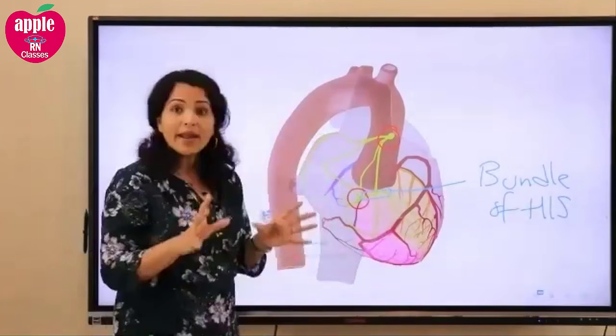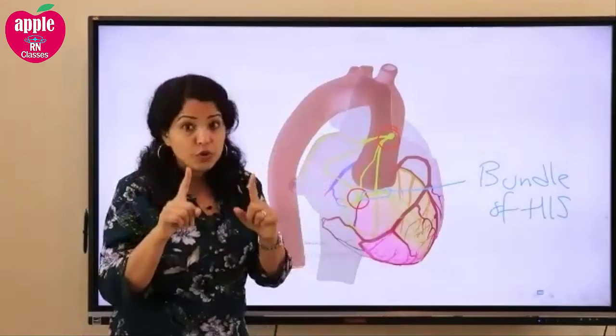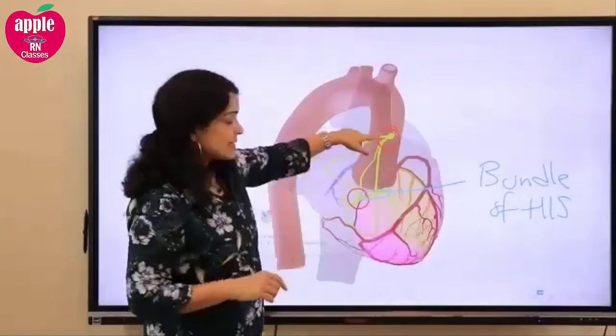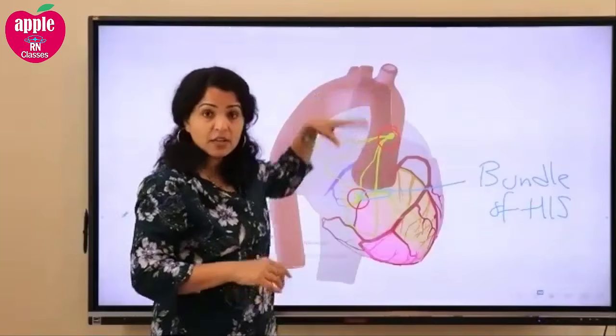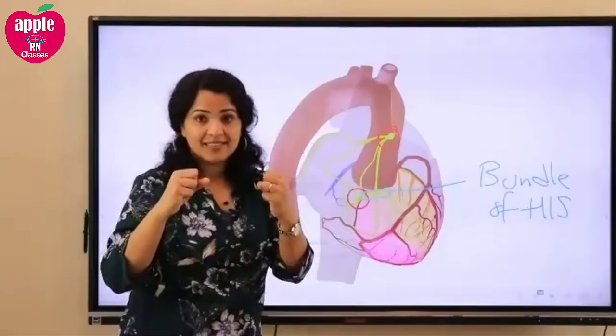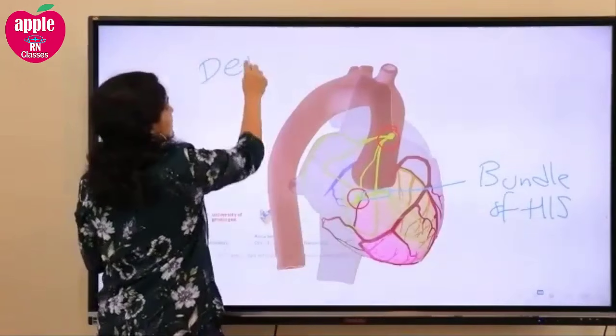Whenever you see a P wave, you know that the SA node is working properly. When the SA node gives that impulse and it reaches the AV node, during that time the atria are contracting. That is called depolarization. When they are contracting, we say it's depolarization.